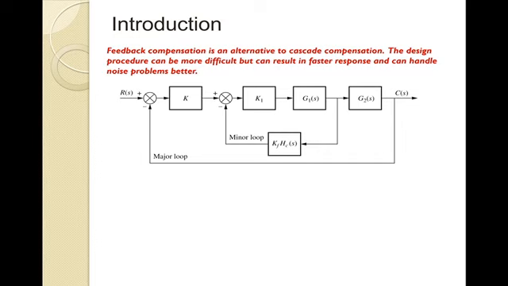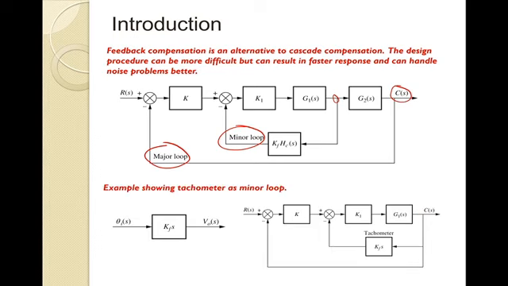So what I'm showing you here is two loops, a major loop which has unity feedback, which essentially takes back the desired output, and then maybe a minor loop taking an intermediate term as shown right here. So this is what we mean by feedback compensation, whether we look at this minor loop, etc.